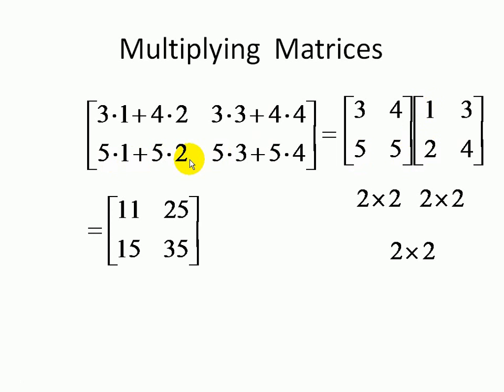Doing the operation of addition, we get 11 for this location here. 3 times 3 plus 4 times 4 is 25. 5 plus 10 is 15. 15 plus 20 is 35.